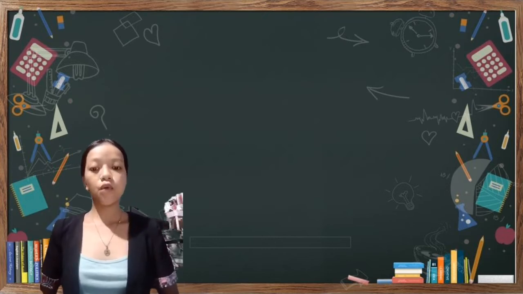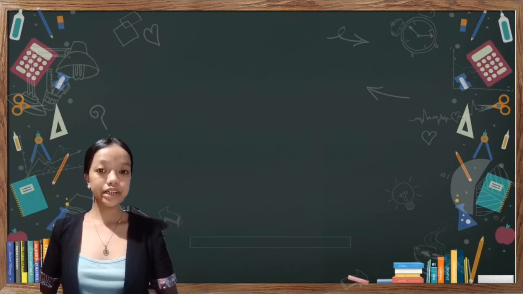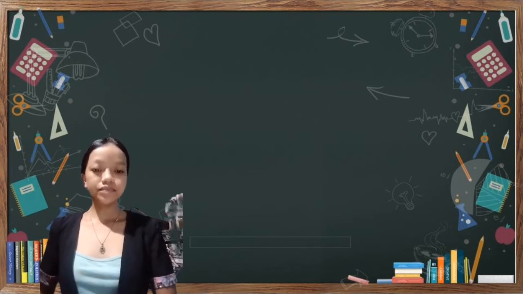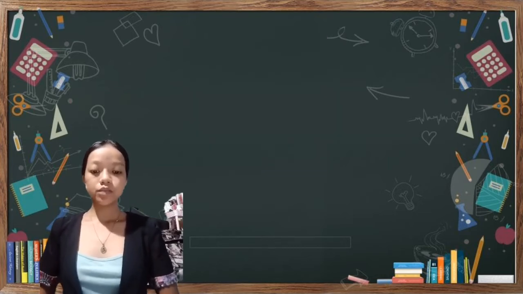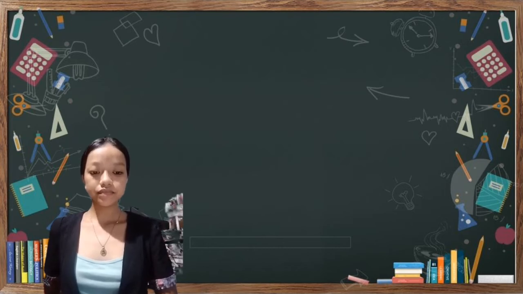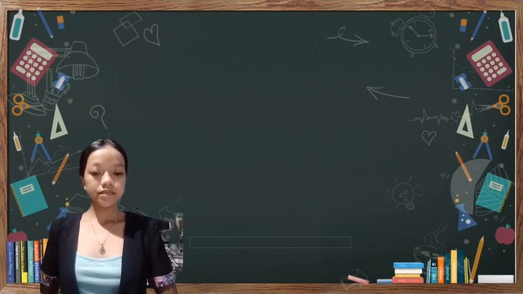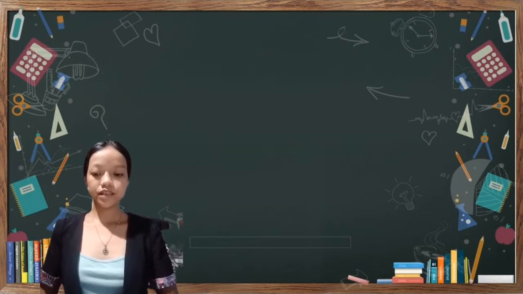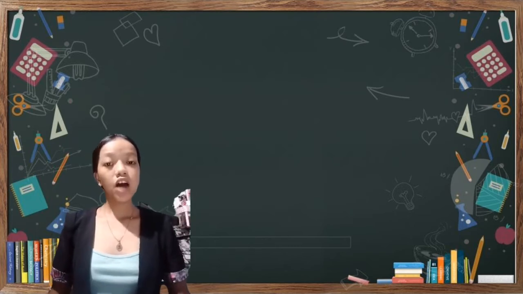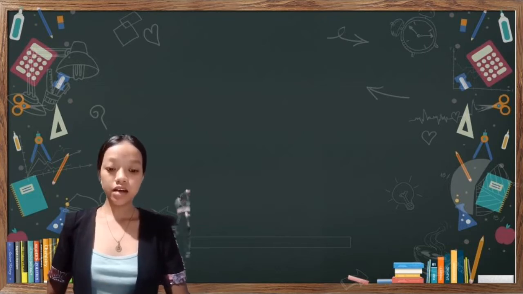I have here a white cartolina. Who wants to cut it into a circle and paste it on the board? Okay, Angelica. Okay, good job. What are the favorite vegetables of the grade 5 pupils? Yes, Tina. Okay. The favorite vegetables of the grade 5 pupils are kangkong, squash, kamote top, and eggplant. Okay, good. Then, how many pupils in grade 5 favor kangkong, squash, kamote top, and eggplant?